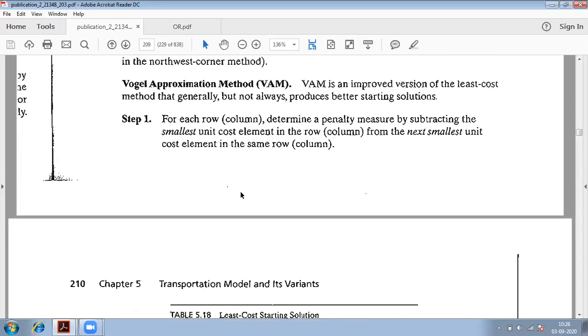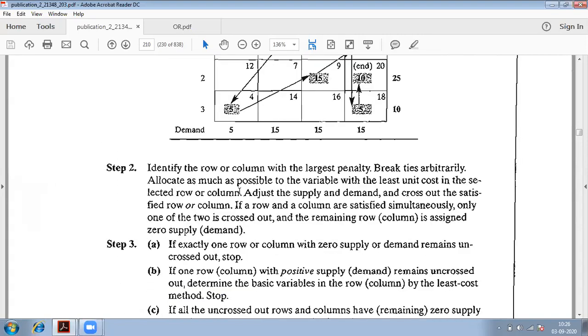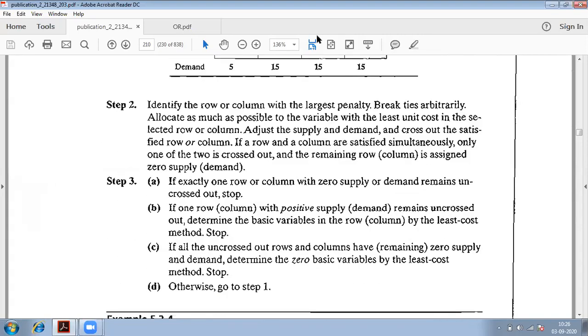You treat it as a penalty, that is the first thing involved in the particular case. Next, identify the row or column with the largest penalty. So you check all the rows and all the columns, and you will find out the largest penalty.